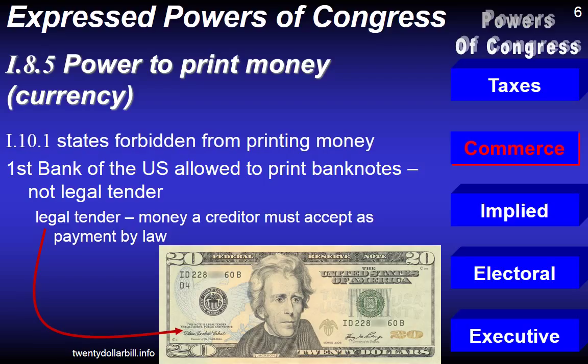This concludes discussion number 2, the national government's economic powers, as a part of Chapter 11, the powers of Congress.